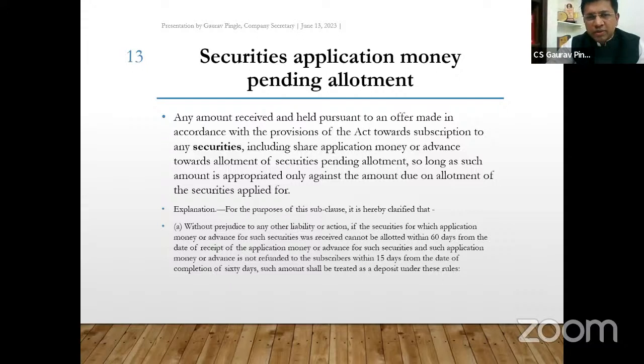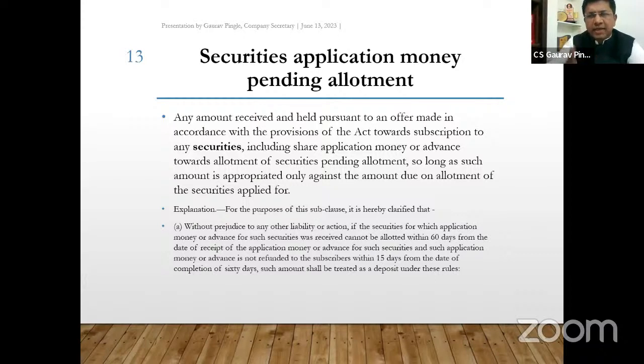So the amendment was introduced in 2014, saying that you have to ensure that you allot the shares within a prescribed time. The prescribed time is basically 60 days from the date of receipt of share application money. And once you receive the share application money, you have to allot it within 60 days, which is provided here. So this allotment should be done within 60 days from the date.